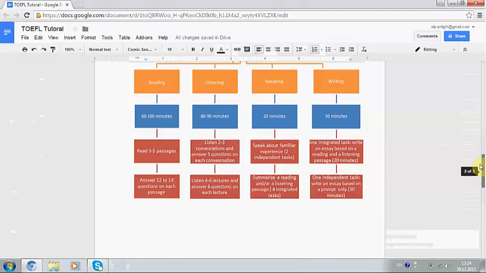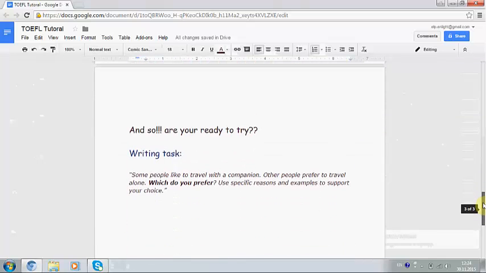So yeah, because I cannot let you go without any task, I want to know how well you can do it. So I will give you one topic for writing. I know I haven't explained any tasks for writing, I haven't told you how to do it, but you can just try to write an essay on this topic, yeah? So the question is: some people like to travel with a companion. Other people prefer to travel alone. Which do you prefer? Use specific reasons and examples to support your choice.